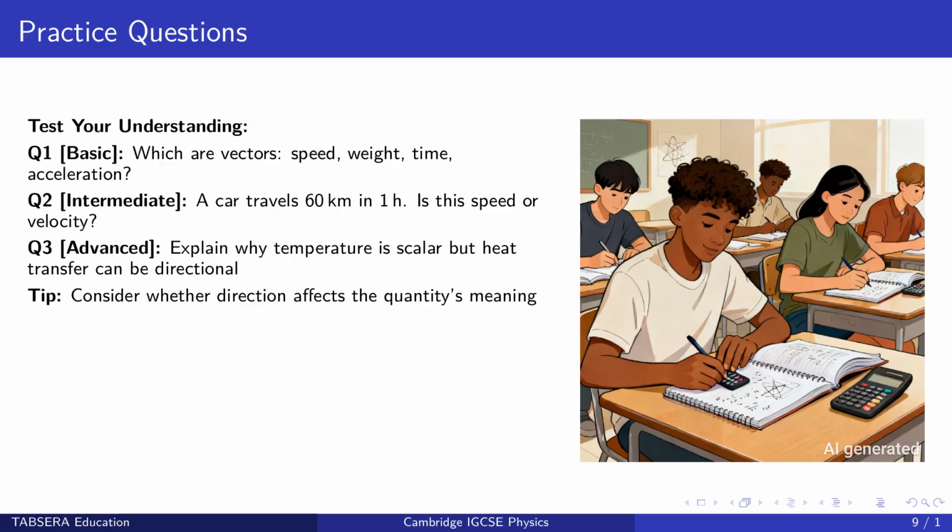Now practice what you've learned with these 3 questions. Question 1 is basic level. It asks, which are vectors among speed, weight, time and acceleration? Apply the direction test to each quantity.